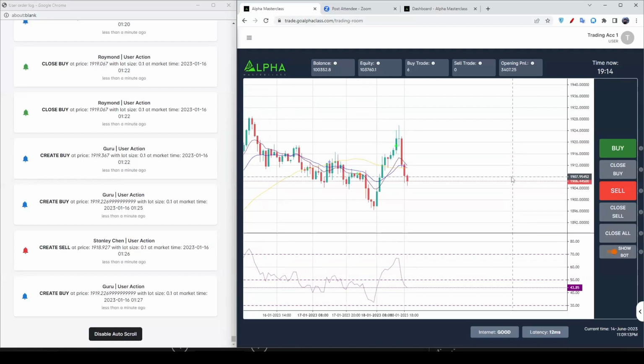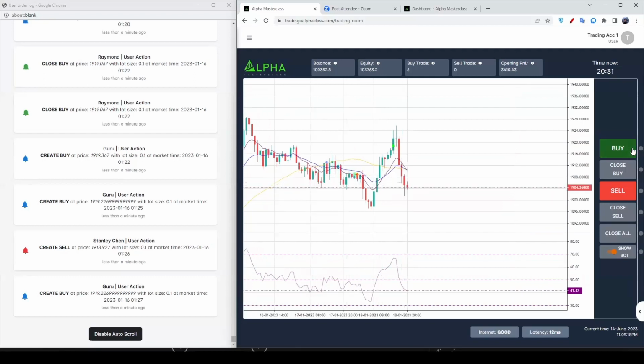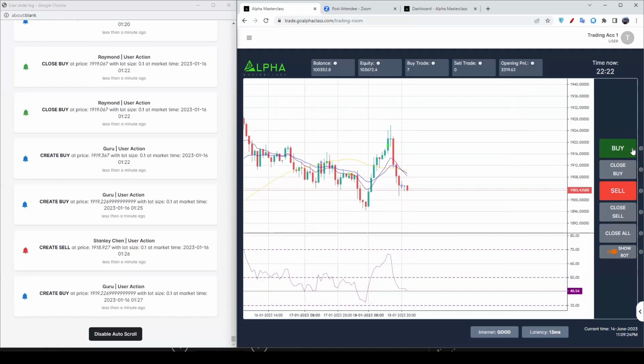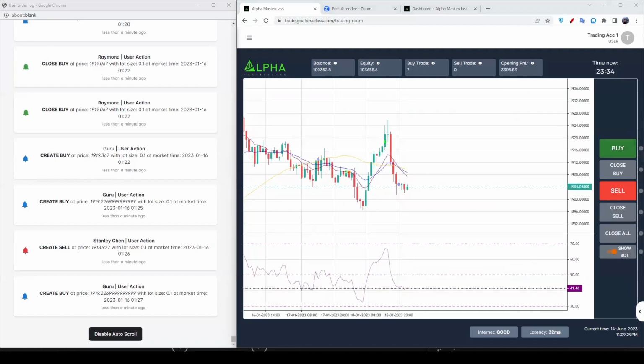In trading, it's not about how to make more money, it's about how to recover your losing trades. If you have the skill to know how to recover losing trades, you can be profitable in any way, in any situation.